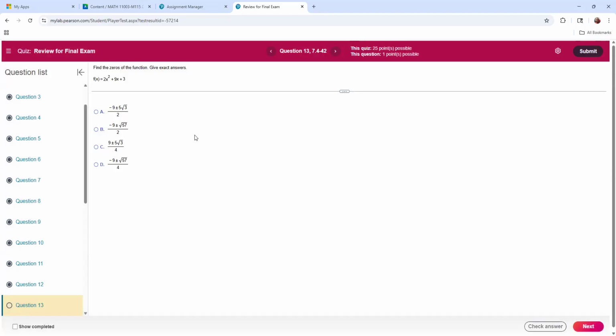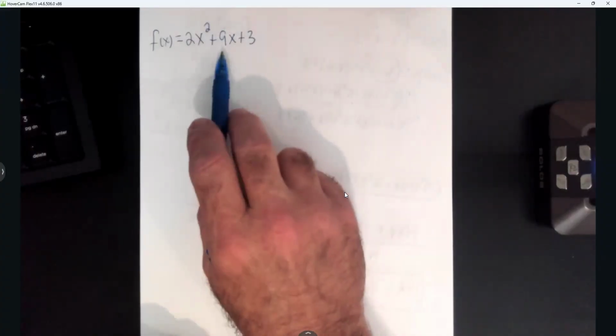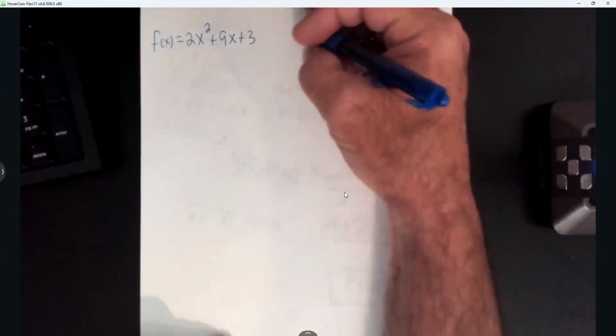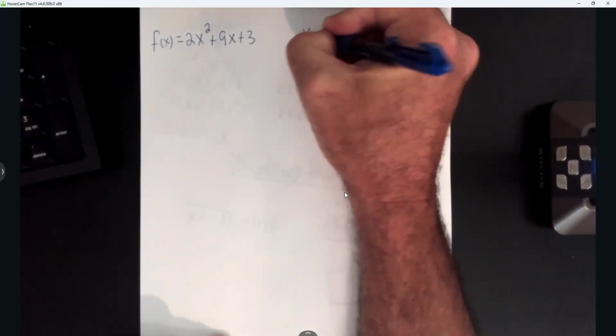All righty, y'all. So number 13, find the zeros. F of x equals 2x squared plus 9x plus 3. Well, unfortunately, you're not going to be able to factor this one. There's only one way you're going to solve this one, and that's with the quadratic formula.